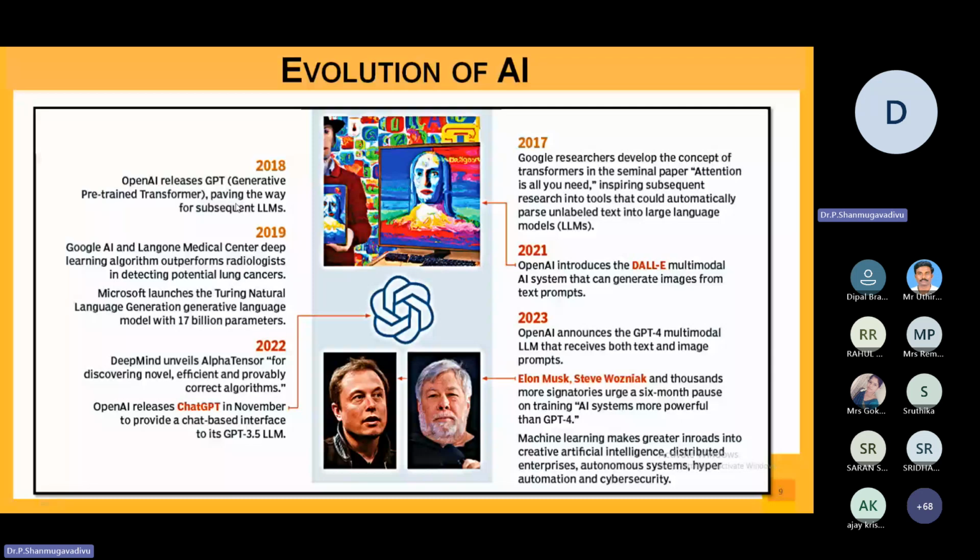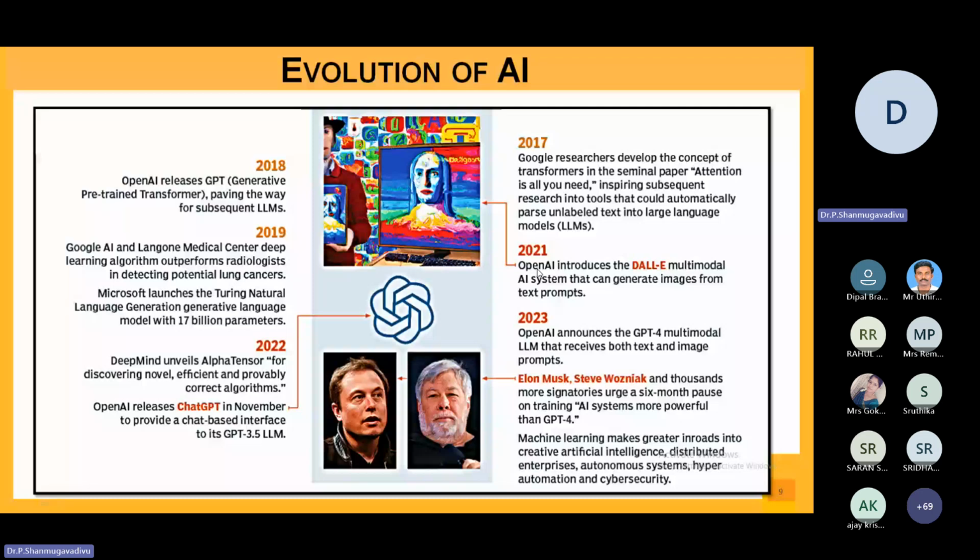Right, and then in the year 2019, a Google AI and Langone Medical Center deep learning algorithm outperformed radiologists in detecting potential lung cancer. So it was proved that a machine can be more accurate than human diagnosis. Then Microsoft launches the Turing Natural Language Generation generative language model with 17 billion parameters, all in the year 2019. In the year 2021, OpenAI introduced the DALL-E multimodal AI system that can generate images from text prompts.